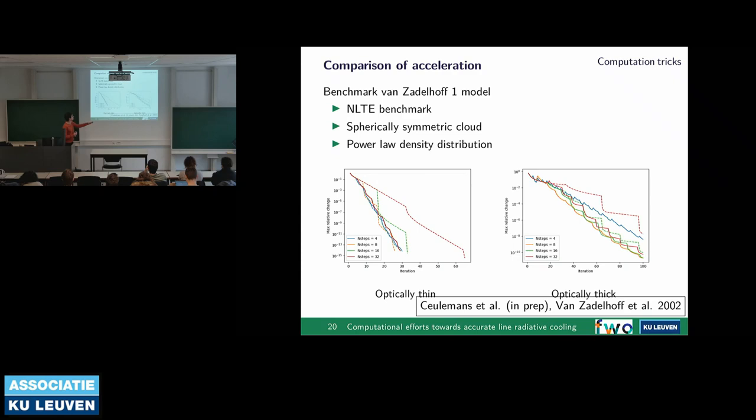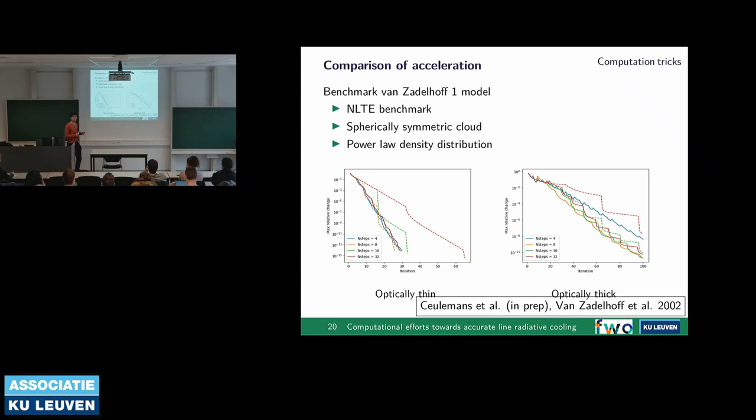On the left, we have two versions of this Van Zadelhoff benchmark. We have an optically thin and an optically thick version. On the y-axis, we see the convergence, so lower means more converged. On the x-axis, we see the number of iterations we have taken. So let's take a look. Something I need to explain: I have dashed lines and solid lines. Dashed lines mean the old Ng acceleration, and solid lines mean the new methods that I've devised.